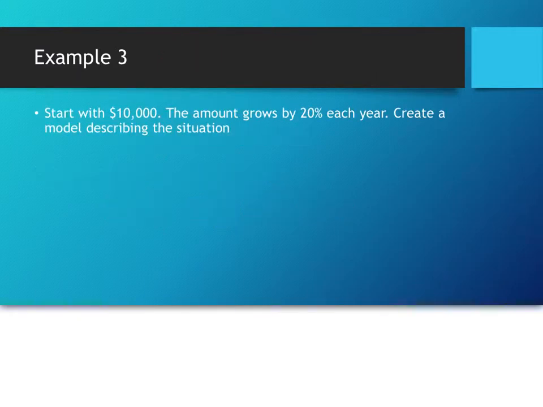All right, let's take another example, and I want you to see what type of situation, what type of function we're in, and also create a model that describes it. If you start with $10,000 and you grow by 20% each year, well, you're multiplying now. The amount you're going to have, I'll call that f of x. Since it's growing by multiplication, this is going to be an exponential function.